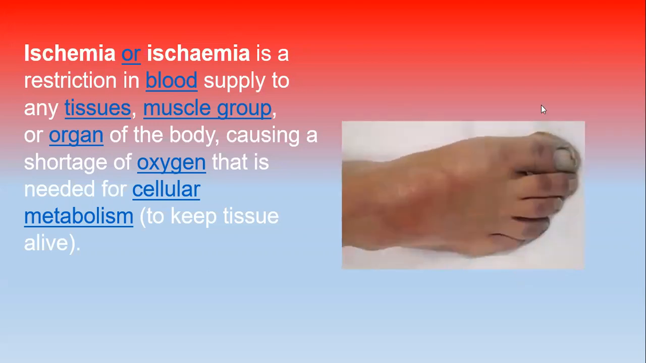For example, in this image, we can see vascular ischemia of the toes with characteristic cyanosis. If you can see the toes of this person, they are really very blue in color. This condition is known as cyanosis because the blood of this area is not completely draining or circulating. The circulation is really very disturbed.